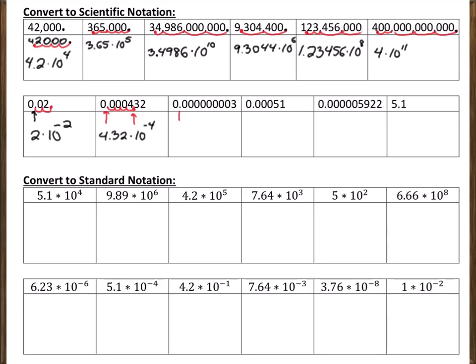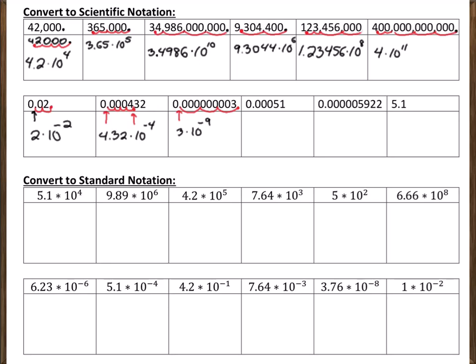Again, as you can see, the decimal point starts here. It needs to land after the 3, to the right of the 3, in order to convert it to proper scientific notation. So we have 1, 2, 3, 4, 5, 6, 7, 8, 9 spaces that we have to move the decimal point. So we have 3 times 10 to the negative 9th power. Again, it's a negative exponent because this number is very much smaller than 1.